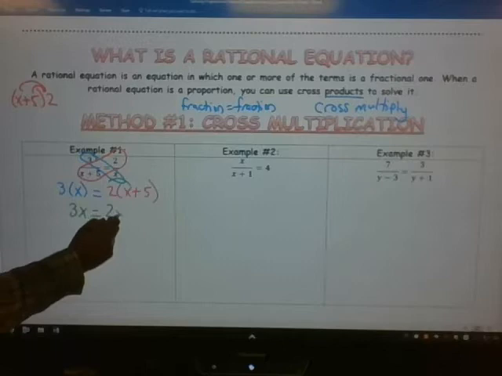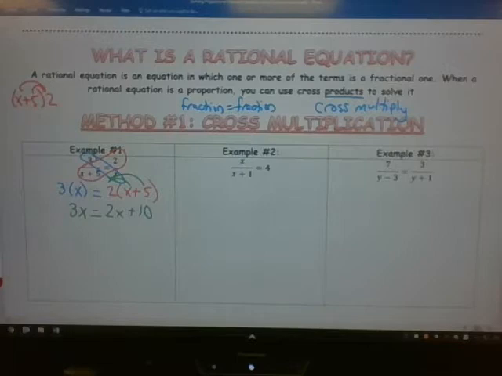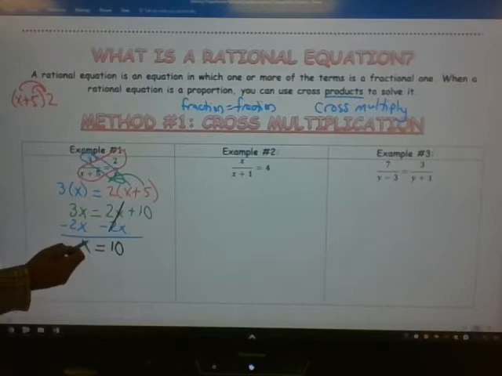At this point, it's what we did last week. You're going to subtract 2x from both sides, get the variables to the left. Okay, that cancels there. On the right side, we're only left with 10. On this side, 3x minus 2x is x, and you're actually left with x equals 10. So for example 1, x is 10.